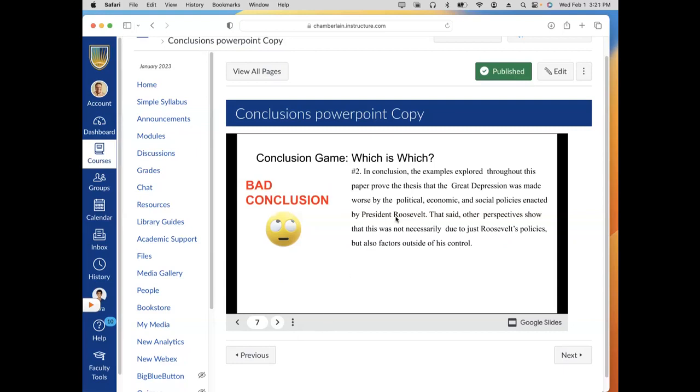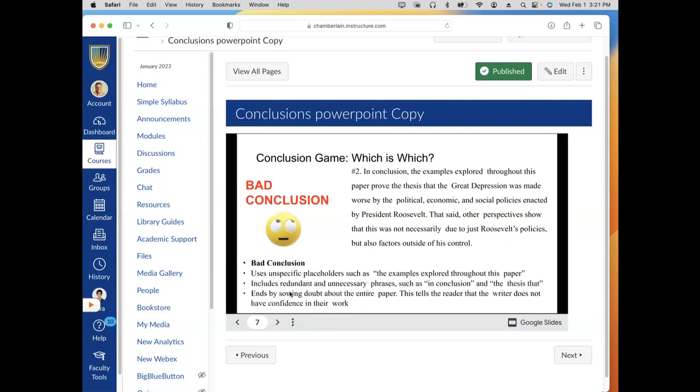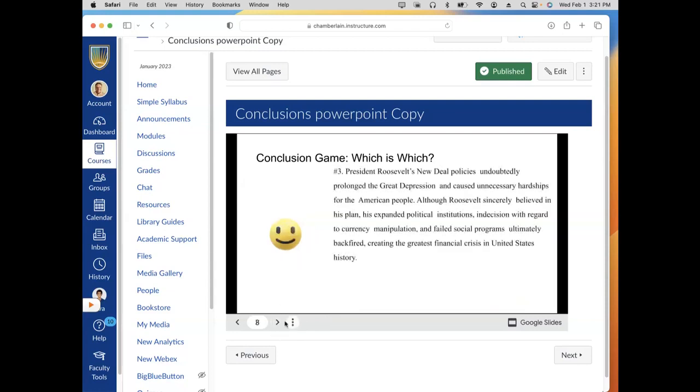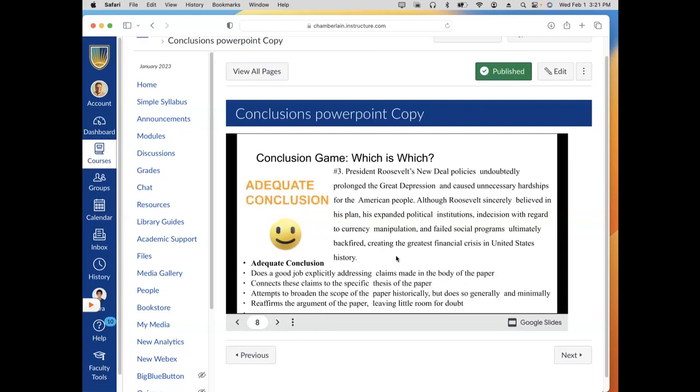Okay, right. So this is the bad conclusion, which we don't need to spend too much time on. And here's why, right? It's unspecified. And this is the adequate one. Oh, wait, there's my little thing. There it is. So it's basically the more specific you get, the better the conclusion is, right? So you don't just do a general one, you're trying to start specific and then end with the generalities.